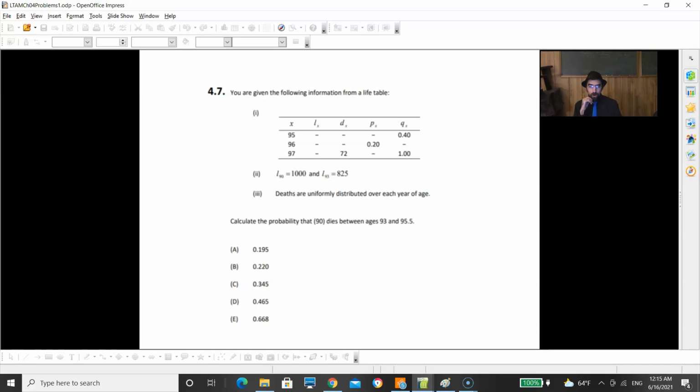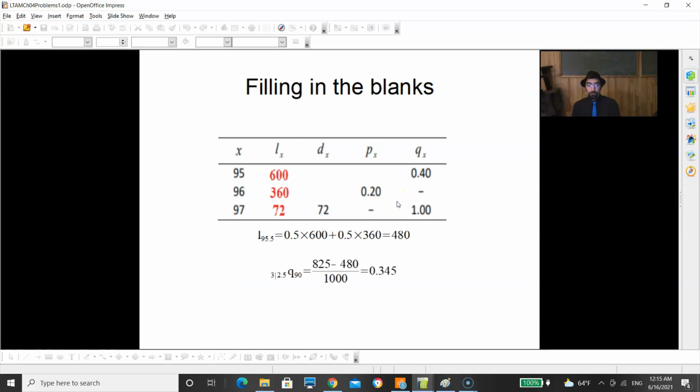Alright, so we know that the survivors to age 90 are 1,000. We know survivors to age 93 are 825. We just need to figure out survivors to age 95.5. Because deaths are uniformly distributed over each year of age, we need to find these two entries in the table and average them. So we have to start filling in the blanks in the table.